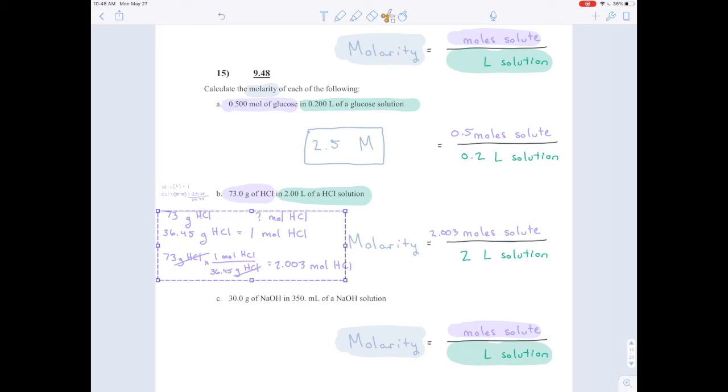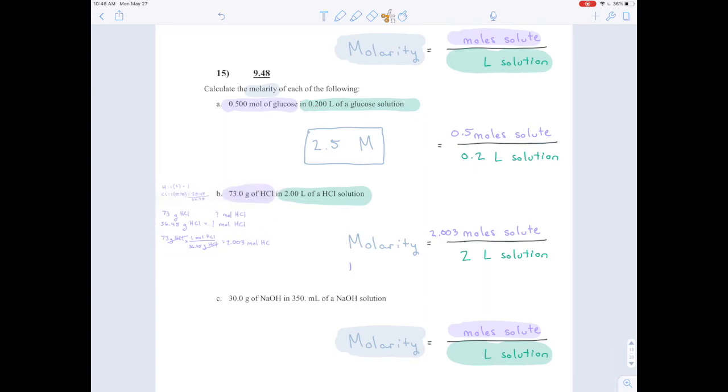So now to get the molarity, we just have to plug those into the equation. So we have 2.003 divided by 2, enter, and what I'm getting for the molarity is around 1. And the way you'd write it is just with a capital M, and the way you'd read it is 1 molar. So that would be 1 molar.